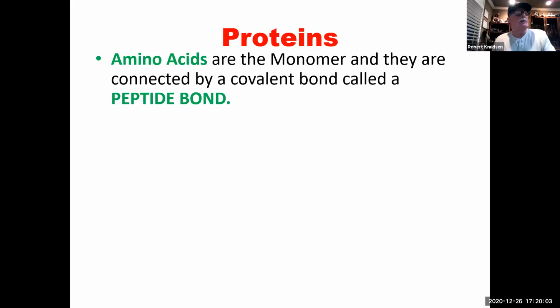When we put 2 saccharides together, we call it a disaccharide. We put 3 saccharides together, we call it a trisaccharide. Got it? When we put amino acids together, it should be called a diamino acid, but we don't call it that, we call it a dipeptide. We put 3 of them together, we call it a polypeptide. You see?